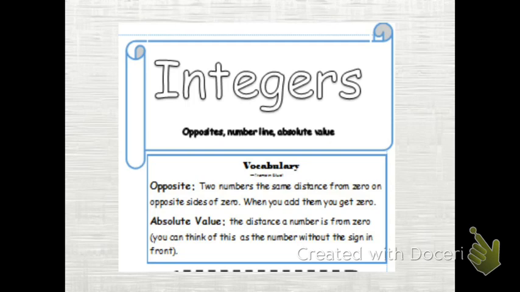So when you add them, you get 0. And this is a fancy way of saying negative 13, positive 13. Negative 12, positive 12. Negative 153, positive 153. Right? It's just two numbers that are on opposite sides of 0. That's it. Now we're going to get to absolute value later, so I'm going to skip that for now.